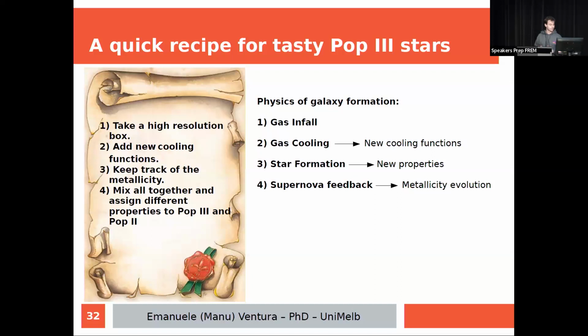So here's the recipe. Take a high resolution box, at least high enough to resolve the mini halos, add the new cooling functions, keep track of the metallicity of the intergalactic medium, and then mix all together.